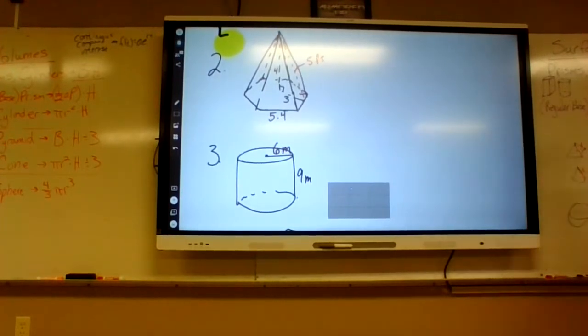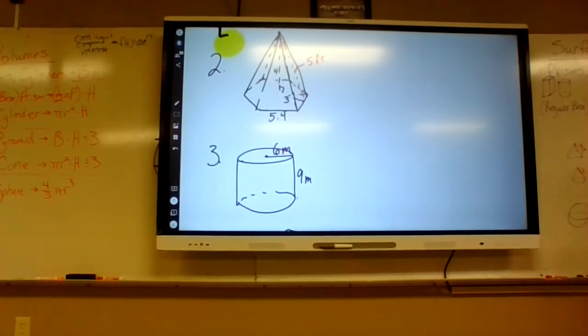Well, you can find the base by half times the apothem times the perimeter. Yeah, they're kind of hard to draw. Is that the slant height? 5 is the slant height. So everything's over here, right? What shape is number 2? Pyramid. Area of the base plus perimeter times slant height divided by 2.